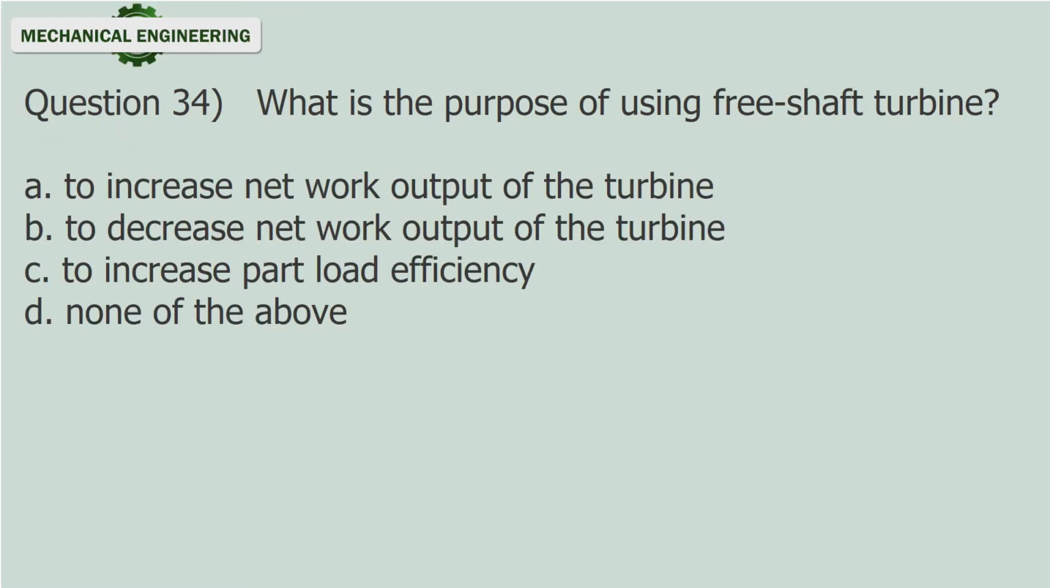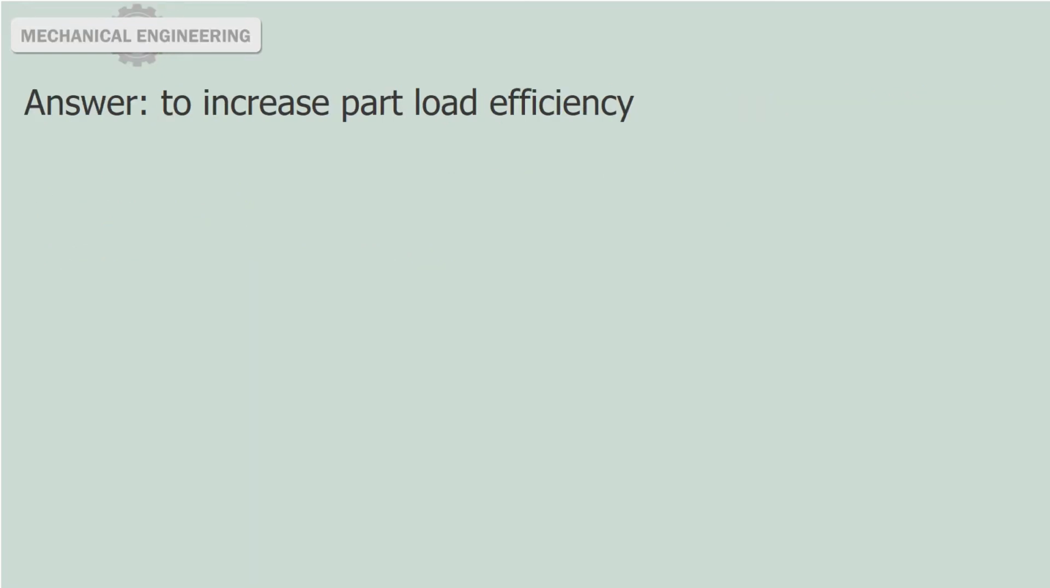Question 34. What is the purpose of using free shaft turbine? A. To increase net work output of the turbine. B. To decrease net work output of the turbine. C. To increase part load efficiency. D. None of the above. Answer: to increase part load efficiency.